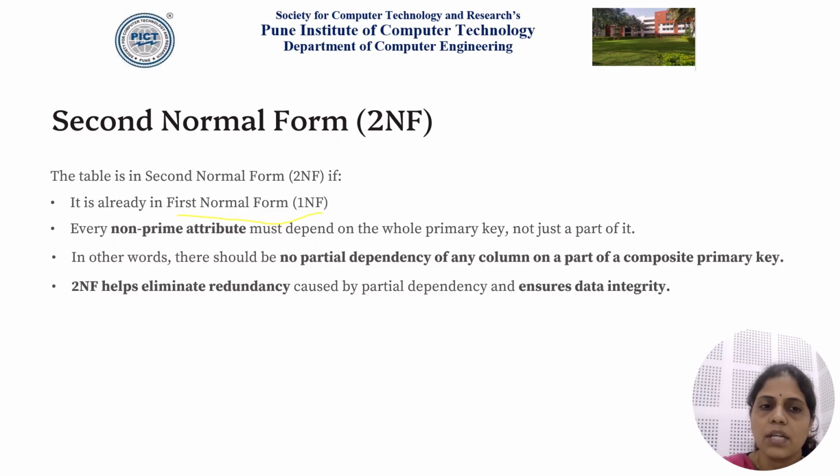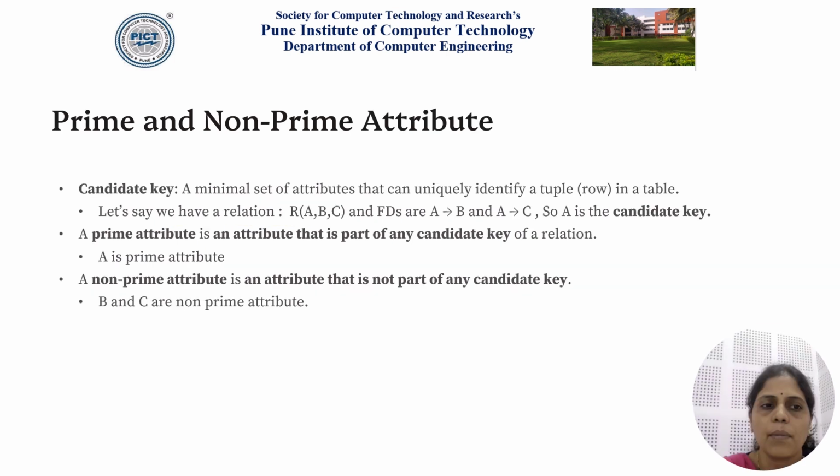2NF helps to eliminate redundancy caused by the partial dependency and ensures data integrity. So basically, for the relation to be in the second normal form, the very first rule is that it has to be in the first normal form. And the second one is every non-prime attribute should depend on the whole primary key, not on a part of it, which is called a partial dependency. So first we'll discuss what a prime and non-prime attribute is.